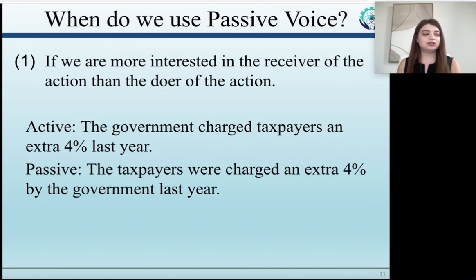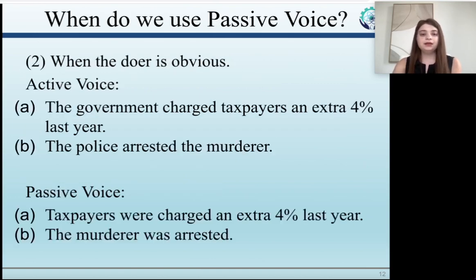It just makes more sense and is a bit stronger if we use active when we're centering the government, the doer, in the conversation, and to use passive when we're centering the receiver of this action, right? The taxpayers who were charged this money, who received this action from the government, right? So that's one example. The second one is if the doer is obvious, right?